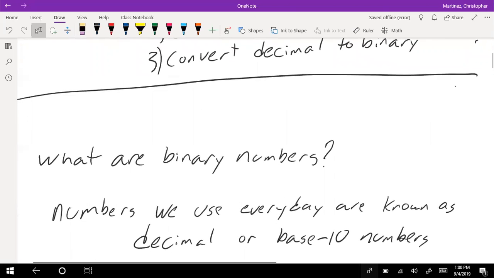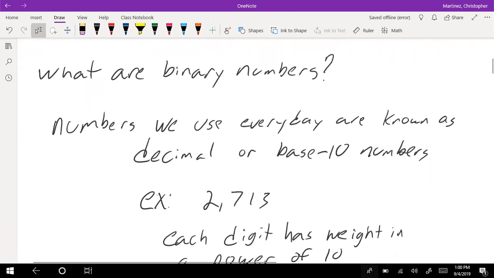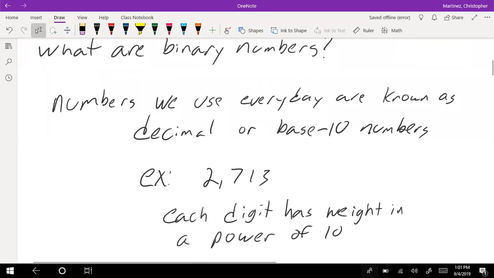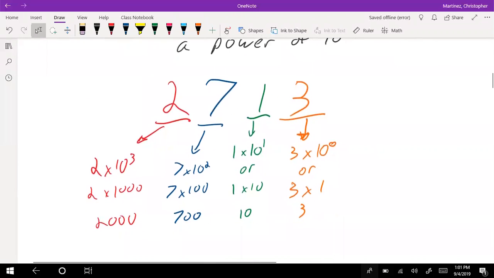So what are binary numbers? Well, the numbers we use every day are known as decimal or base 10 numbers. So here we have an example of 2,713. Each digit in this number has a weight and a power of 10. So here we have the example.